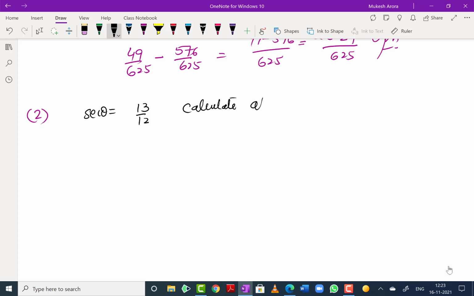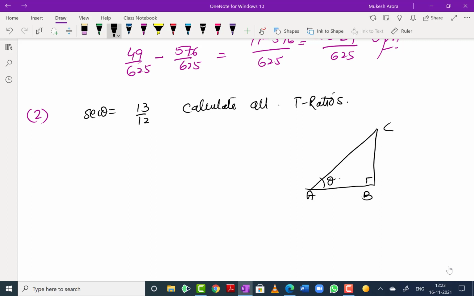Calculate all trigonometrical ratios. All trigonometrical ratios means we have to find sine, cos, tangent, secant, cosecant, etc. So before we do, we have to draw the triangle. This is A, B, C, this is 90 and this is theta.